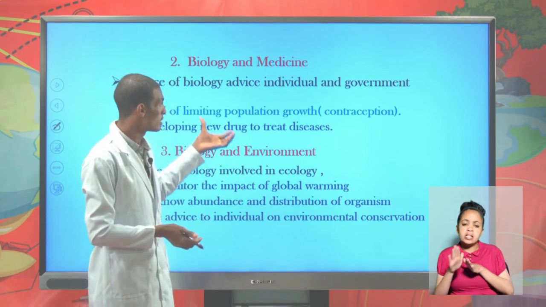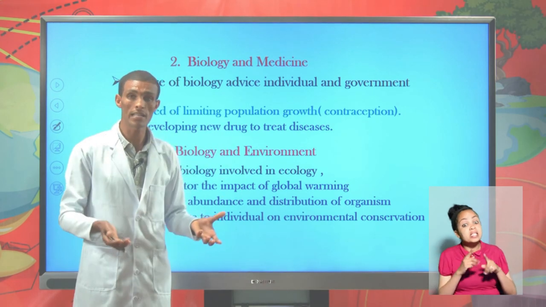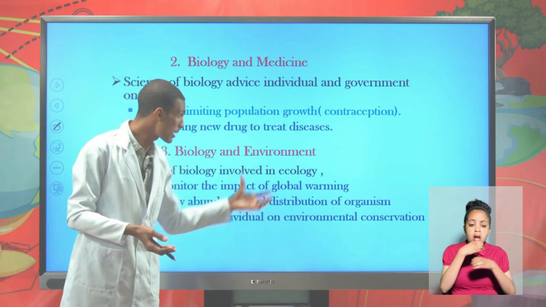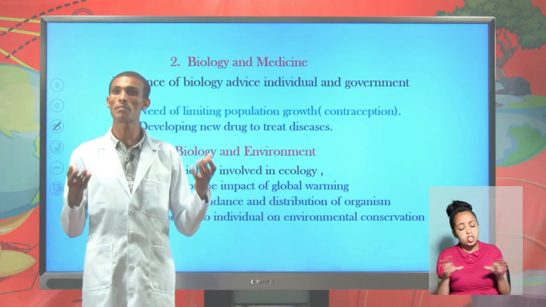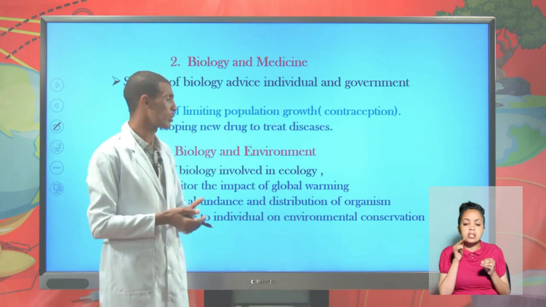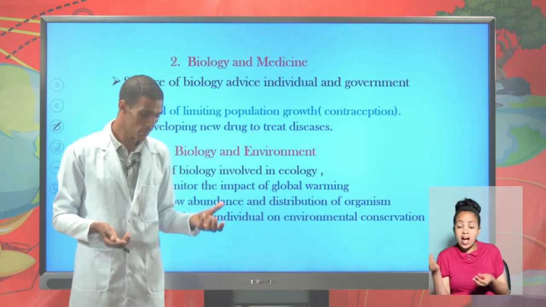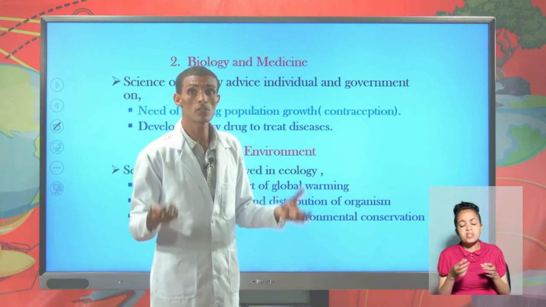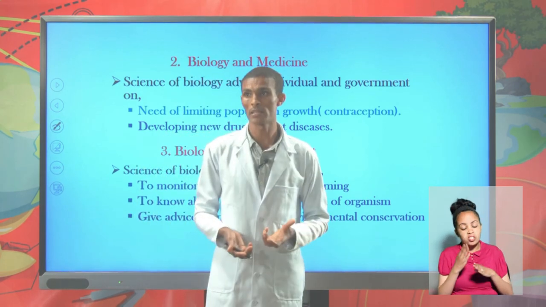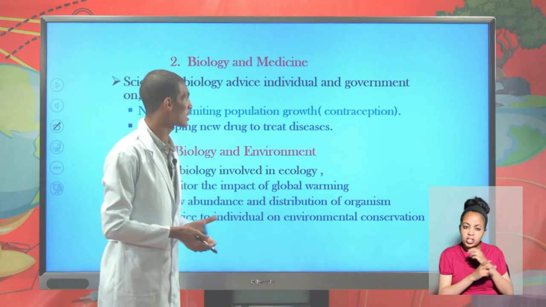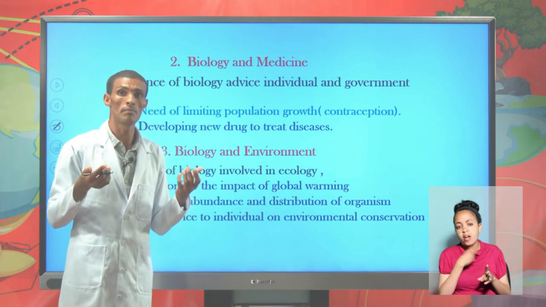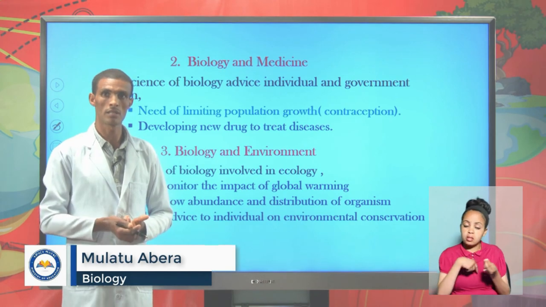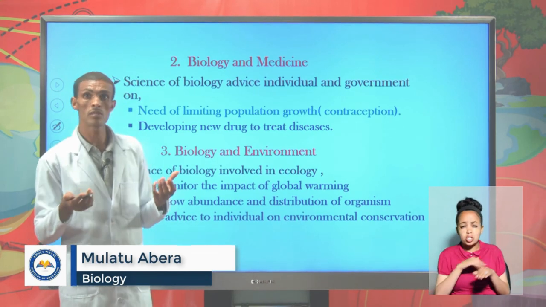And again, science depends on data obtained from the field and the laboratory, which can be collected by field and laboratory tools. Additionally, we have seen the relevance and importance of biology in our country: in the agricultural sector, in the medicine sector, and in the environment sector. Students, this is all about today's lesson.